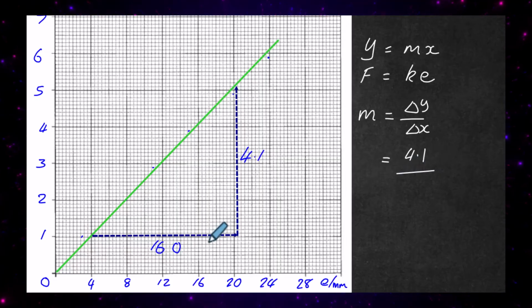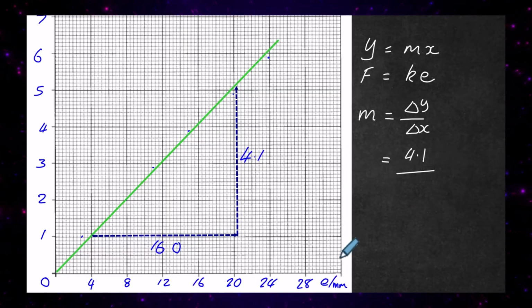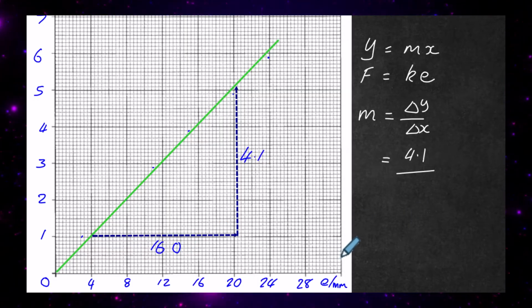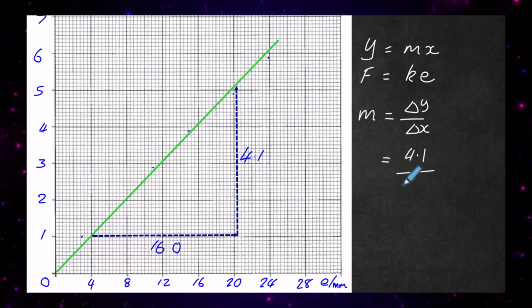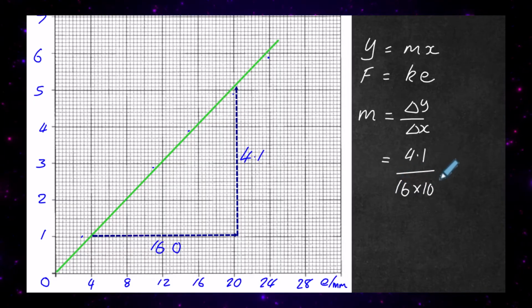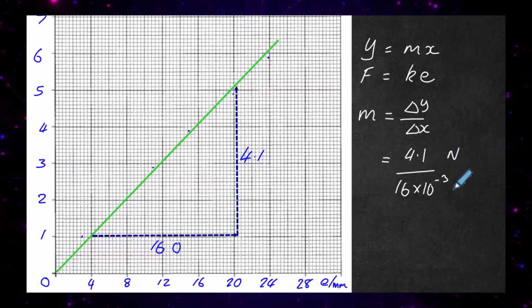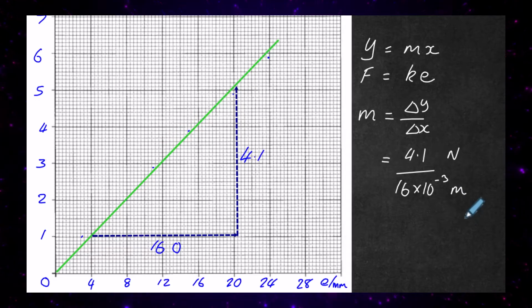Now be very careful here because it's 16 and it's going to be in millimetres, so we want to change it into metres to give the correct dimensions of the spring constant. So we're going to have 16 here, and I have to multiply that by 1 times 10 to minus 3 to change it into metres. Remember, that's newton, and that now will be metres, and that's the units for the spring constant. So be very careful, it's a kind of tricky part of this question here.